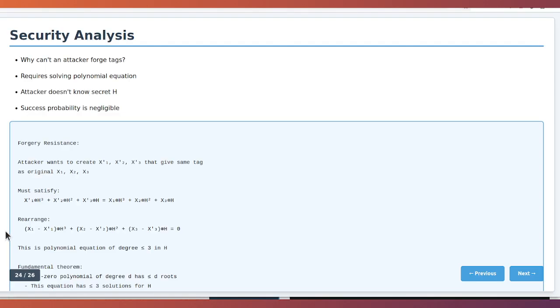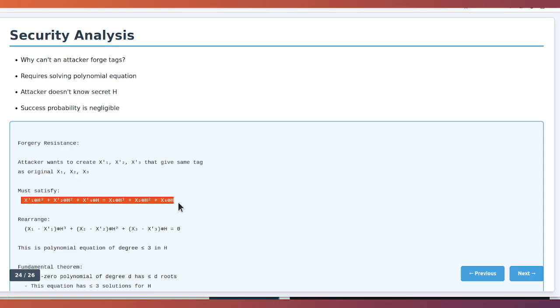Let's understand why an attacker cannot forge authentication tags. Suppose an attacker wants to create different message blocks x1 prime, x2 prime, x3 prime that produce the same GHASH output as the original blocks x1, x2, x3. Mathematically, the attacker needs x1 prime times h cubed plus x2 prime times h squared plus x3 prime times h to equal x1 times h cubed plus x2 times h squared plus x3 times h.